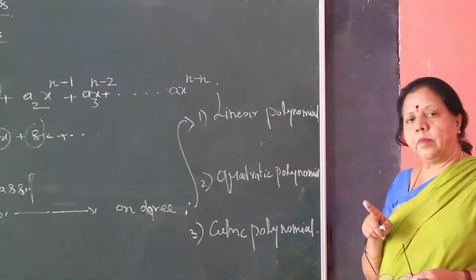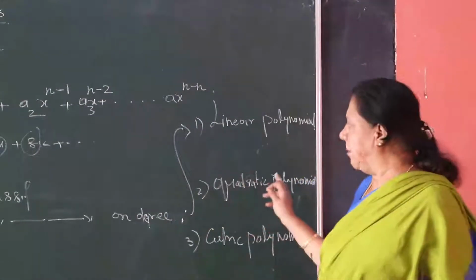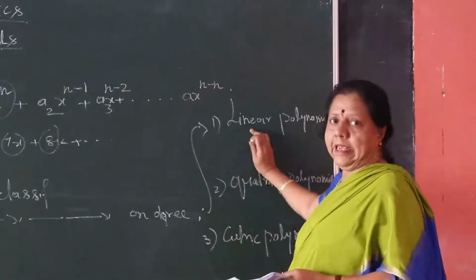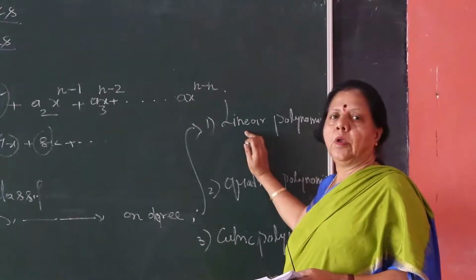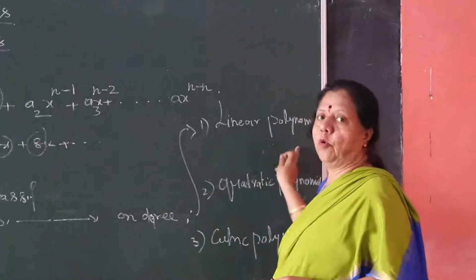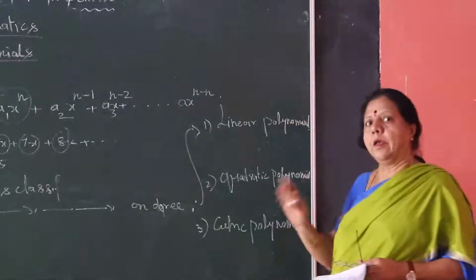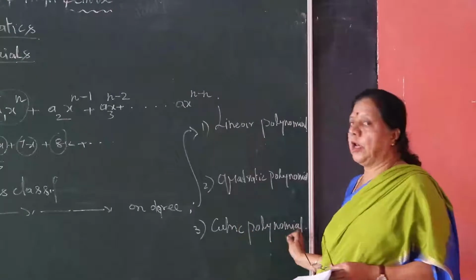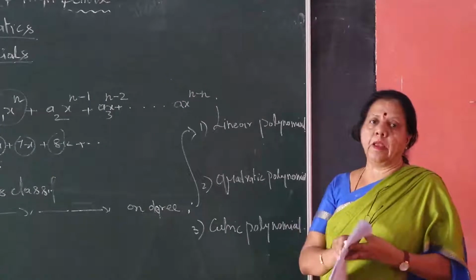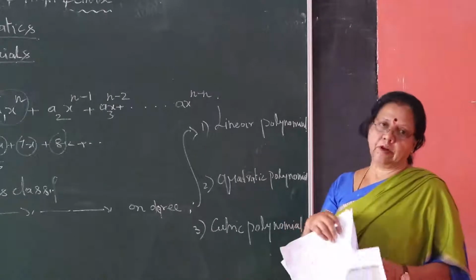Once again, monomial, binomial, trinomial you have learned. Once again, this is based on degree. Linear, I have already taught you in the previous class. Once again, this is repetition. So linear polynomial, only single power. Here, quadratic polynomial, power is 2. So cubic polynomial, the degree of the power is 3. How it will be? With example, one by one, I will explain. This is also given in your textbook.